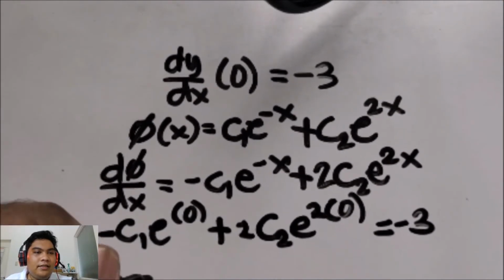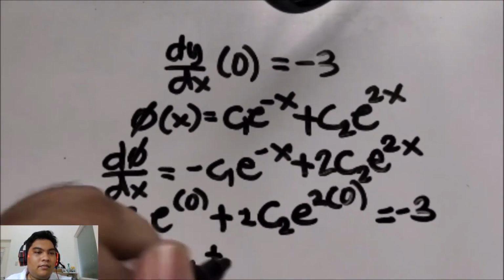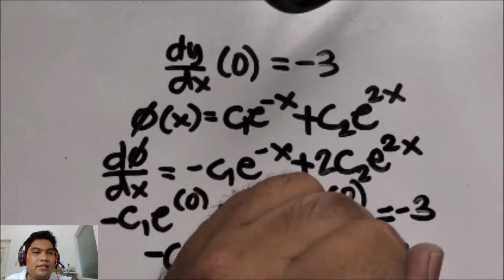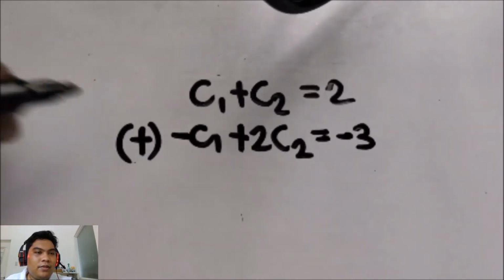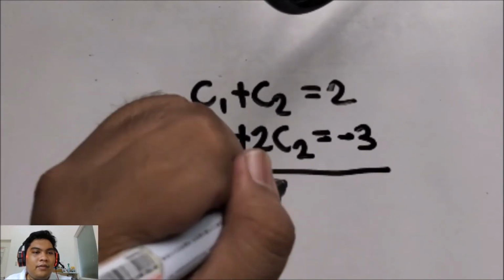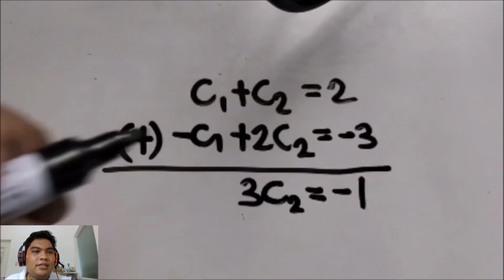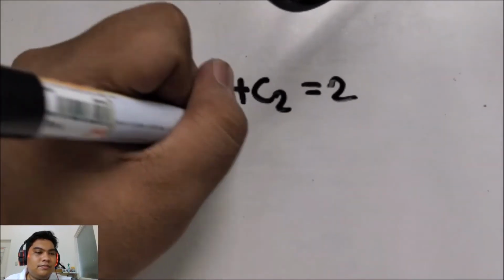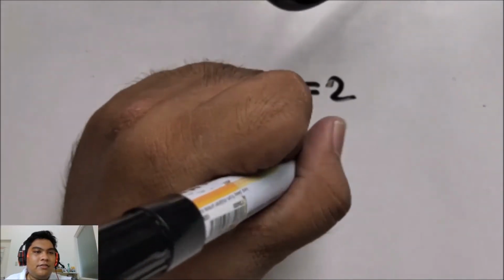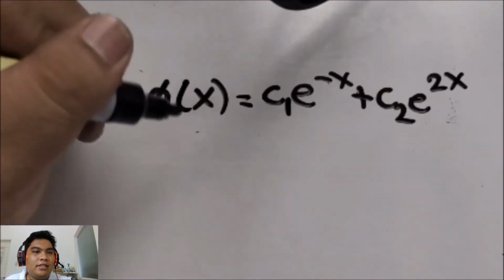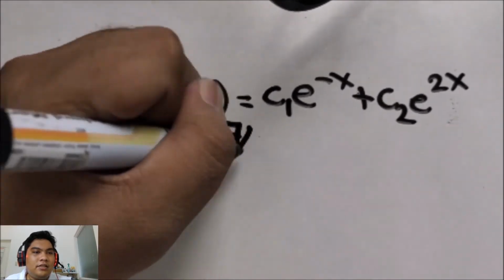Okay, so we obtain negative c1 plus 2c2 equal to negative 3. That is our equation 2. So we sum up the two equations. Okay, so summing up, makakancel yung c1, ang matitira is 3c2 is equals to negative 1. Therefore, c2 is equals to negative 1/3. Then substituting the value for c2, so ma-obtain natin na c1 is equals to 7 over 3. So ito na yung values natin ng c1 and c2.